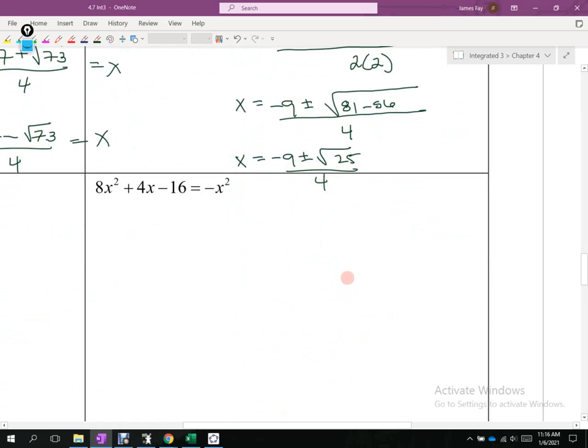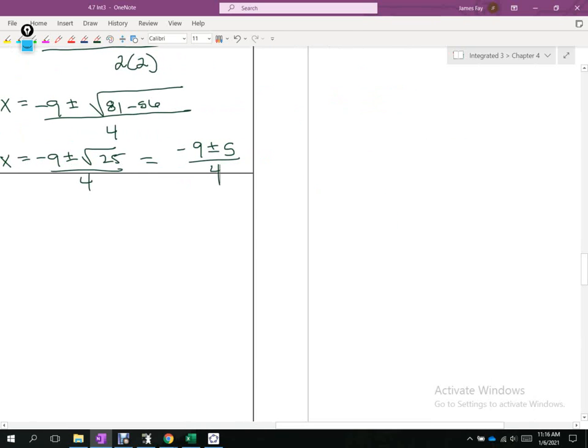Okay, so here's where we end up with a number underneath the radical. What kind of number is 25? Not a prime. Odd. It's a perfect square, because there is some number that multiplied by itself will give me 25, right? What is that number? 5. So the square root of 25 is 5. So I can rewrite this as negative 9 plus or minus 5 over 4.